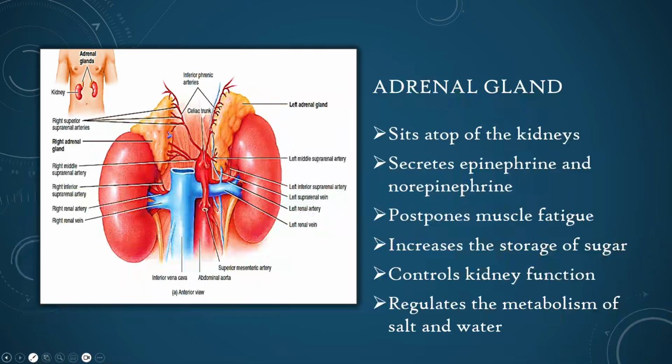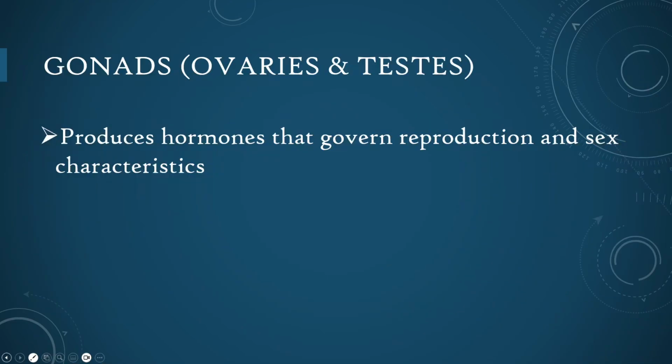A big one here, the adrenal gland. It sits at the top of the kidneys, and this is the one that's going to release epi and norepi. Right? We'll talk more about epi and norepi later. So yeah, that's the big one. And then the gonads, ovaries, and testes also are part of that as well.